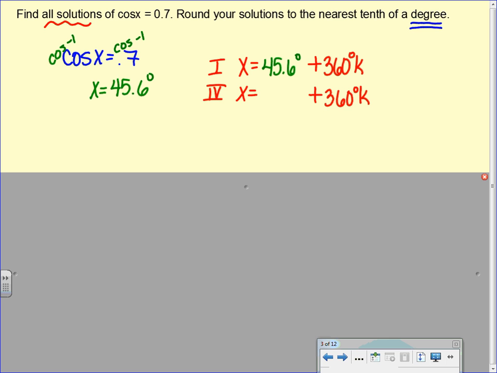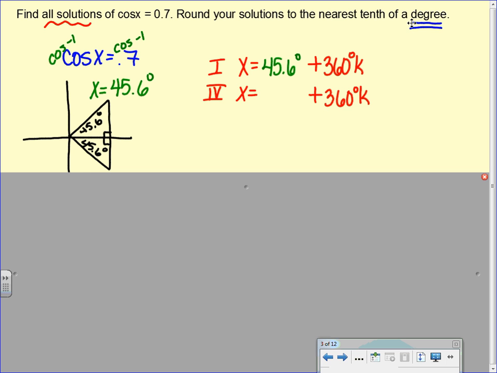Now here's the bad thing about inverse functions. Inverse cosine is not defined in quadrant 4, so it's not going to tell us that answer. We have to solve for that answer. Here's how we do it. Again, we know our answers are going to be in 1 and 4. So I'm going to draw my 2 little reference triangles. Because they have the same cosine, they're congruent triangles. This guy, we know the angle, 45.6. This guy is going to have the same reference angle that we already know, 45.6.